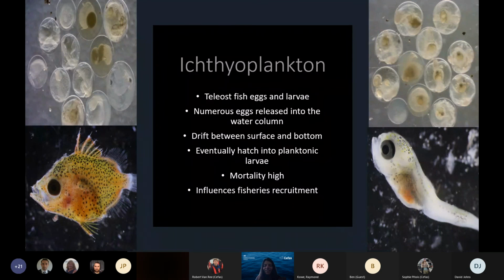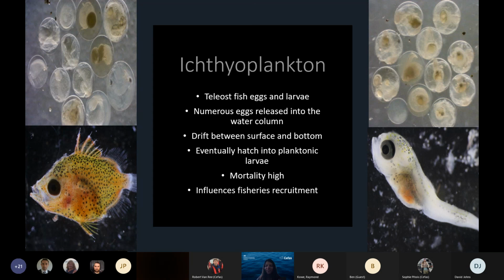They are released into the water column after fertilization and may drift between the surface and the bottom during their incubation period. The planktonic larvae eventually hatch from the eggs and will go on to feed on phytoplankton and predate other zooplankton until they develop into the adult fish.